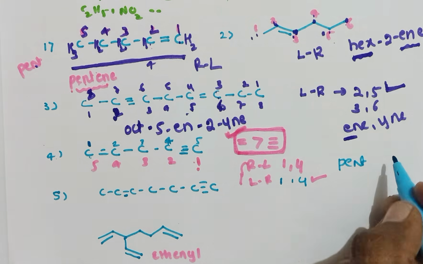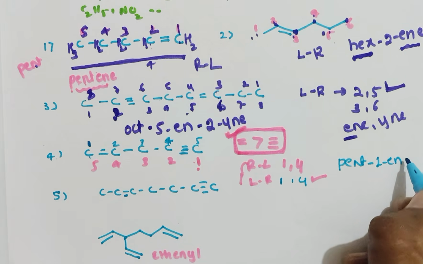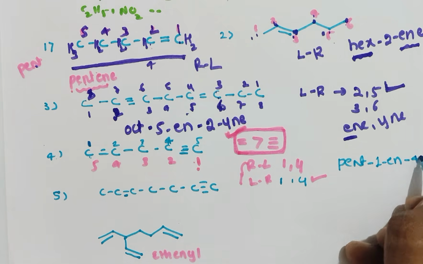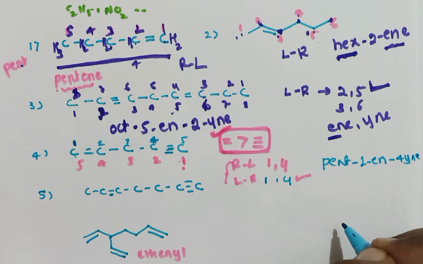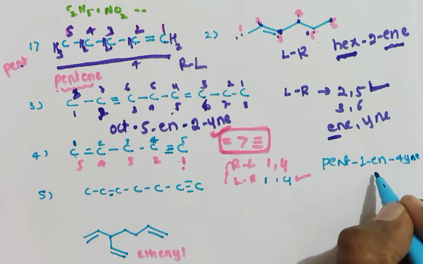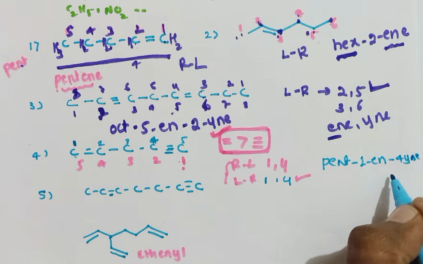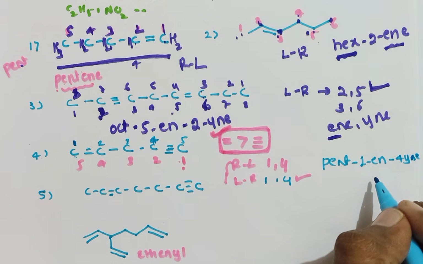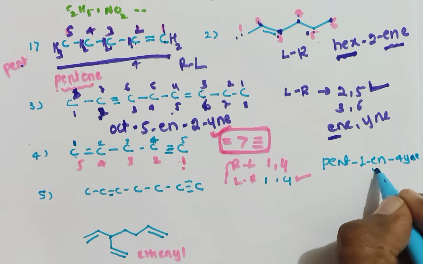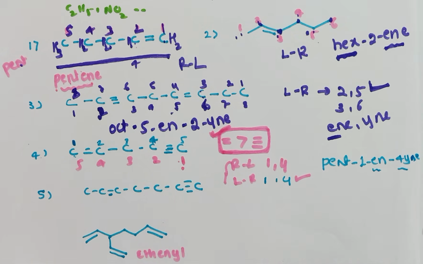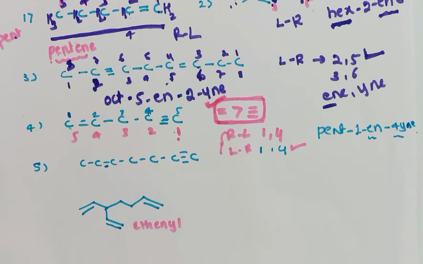Word root is pent. Pent-1-en-4-yne. This is the nomenclature of given compound. Again, while writing the nomenclature, always we follow the alphabetical order. Means the prefix or suffix which comes first in alphabetical order, we write first. Is this clear to everyone? Understood? And next we have to move towards next compound.